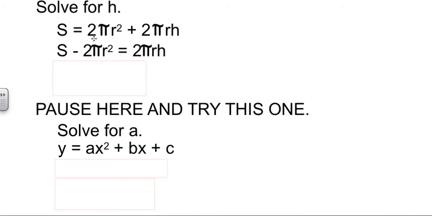So we subtracted the 2 pi r squared over. Now we need to get h alone. So we need to divide by 2 pi r. Don't make the mistake of trying to cancel the 2 and the 2, the pi and the pi, and cancel this stuff, because you can't cancel it with the s. You're stuck with it. That's as pretty as it gets, kind of like me.